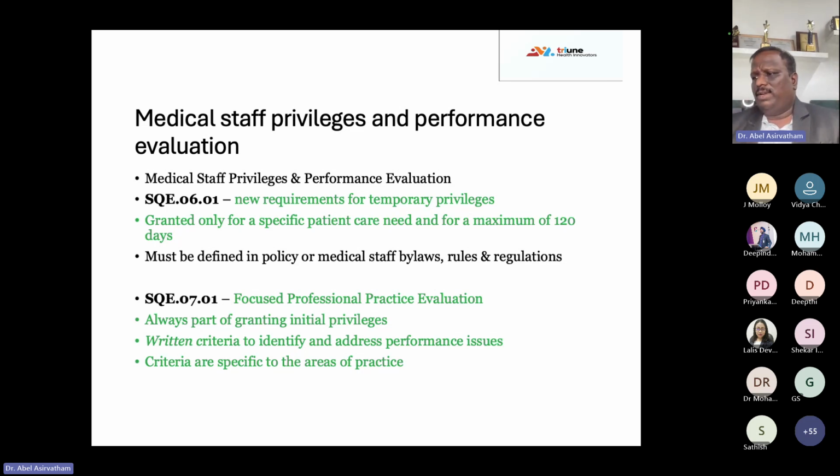Then return criteria to identify and address performance issues. Again, the second part of it is suppose you find that he's a cardiac surgeon, and his mortality rates are very high. Then you put him under focused professional practice evaluation. You can observe him for a period of say 3 months to 90 days to 180 days and see how he's performing and then take a call whether to take off his privileges or continue with the privileges. So criteria are specific to areas of practice. The criteria which we define for focused professional practice evaluation is specific to areas of practice.